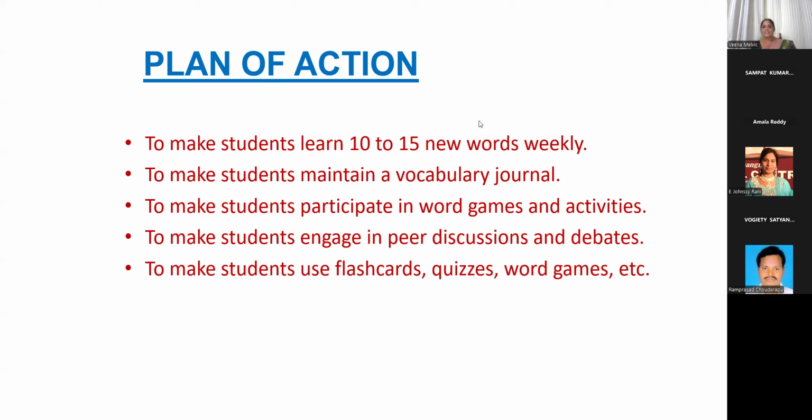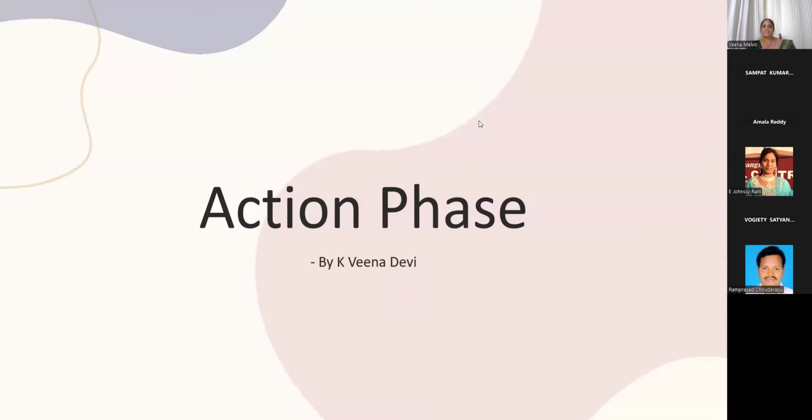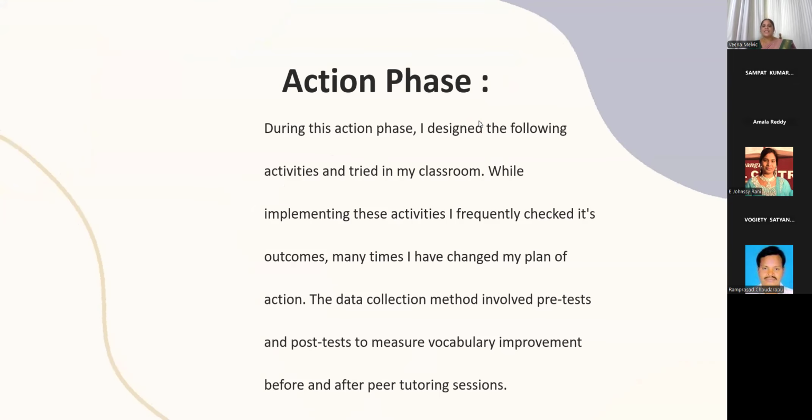To make students maintain a vocabulary journal. To make students participate in word games and activities. To make students engage in peer discussions and debates, and use flashcards, quizzes, and word games. Like this, I prepared an action plan. During the action phase, I designed the following activities and tried them in my classroom.